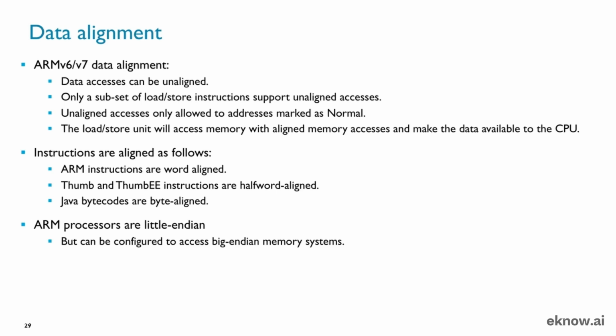Now, with ARMv6 and v7 architectures, there's some flexibility. They actually allow for unaligned data accesses, which can make programming a bit easier sometimes. However, this comes with a few important conditions. First, not all instructions support this. Only a specific subset of load and store instructions are designed to handle unaligned addresses. Second, and this is crucial, you can only perform unaligned accesses on memory that has been designated as normal memory type, which we saw a few pages back. You can't do this with memory mapped to peripherals, for instance.